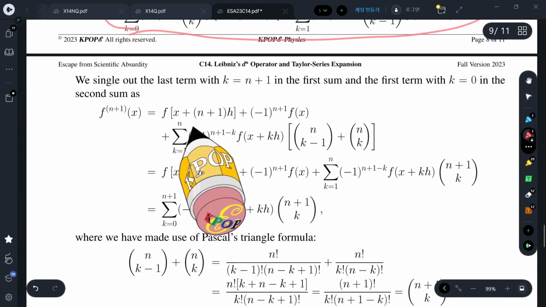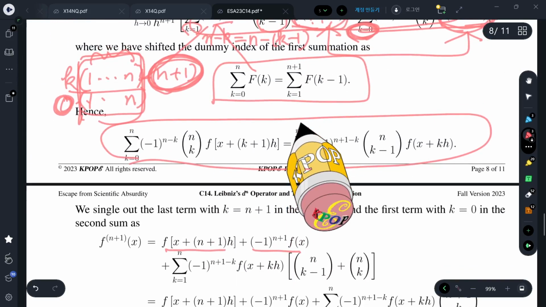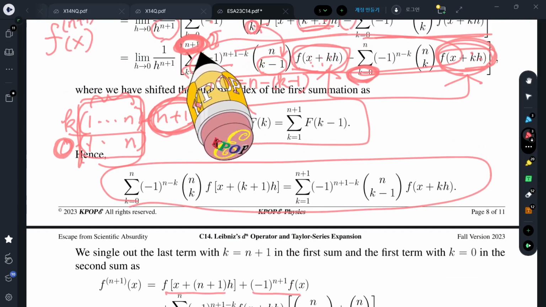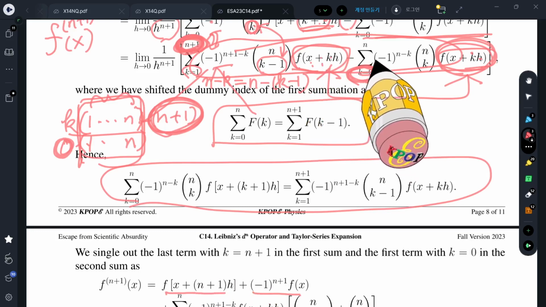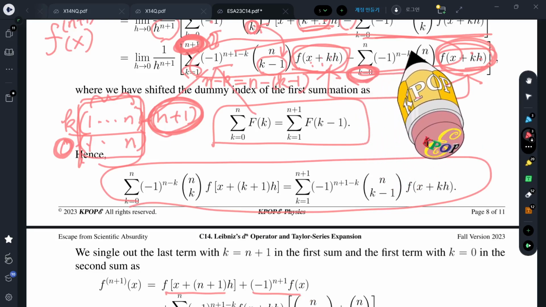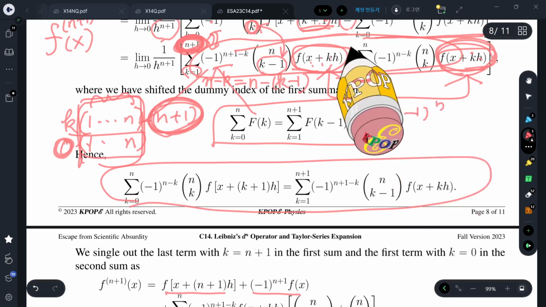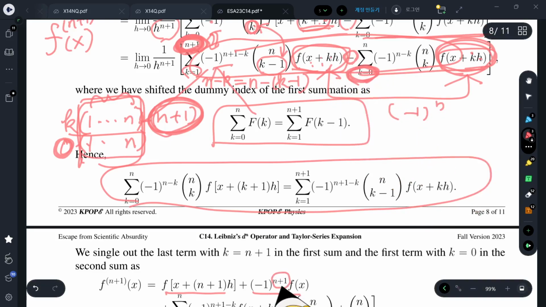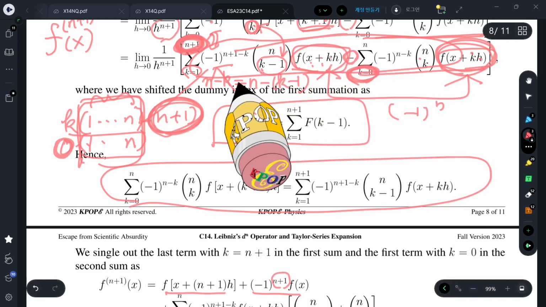Finally, these two are the last term. The last term evaluated at n plus 1, n plus 1, n plus 1, right? And this is the first term. When I substitute k equals 0, it is minus 1 to the n, but I have an additional negative sign. It becomes n plus 1. That's fine. And then these two can be combined together.